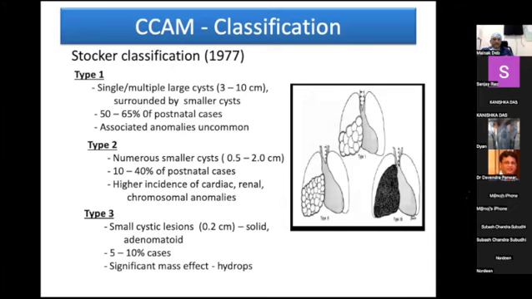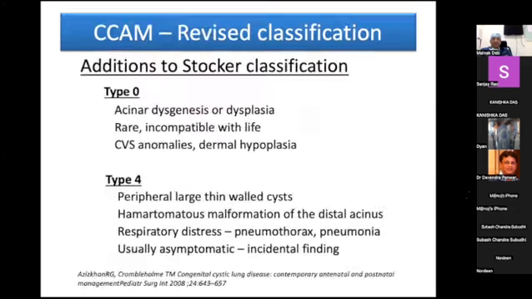So Stocker's classification classically classified CPAMs into 3 types. Type 1 was large cysts, type 2 smaller cysts. Type 1 constituted one of the most common types of CPAM seen. Type 3s are microcystic lesions, solid to adenomatoid, and these are the ones that can cause solid mass effects. The commonest type with associated abnormalities seems to be type 2, with high incidence of cardiac, renal, and chromosomal abnormalities.